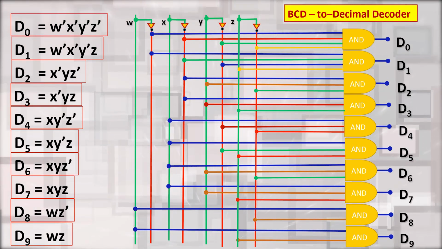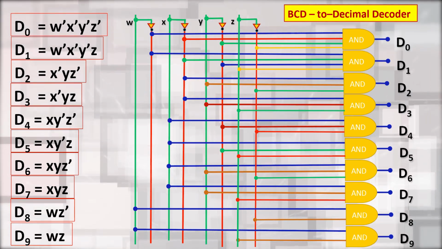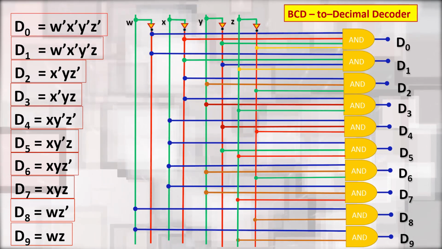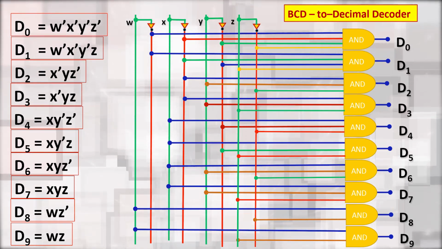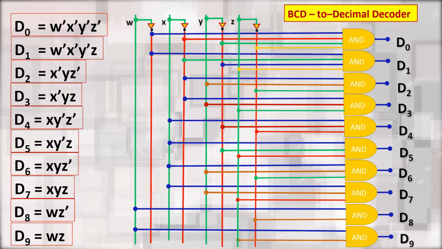For D3 we will connect X bar, Y, Z to the AND gate. For D4 we will connect X, Y bar, Z bar. For D5 we will connect X, Y bar, Z.